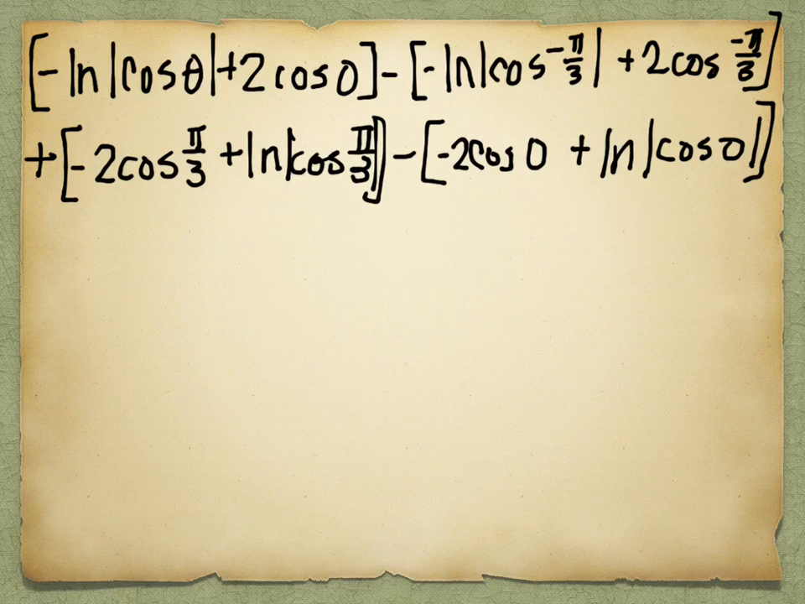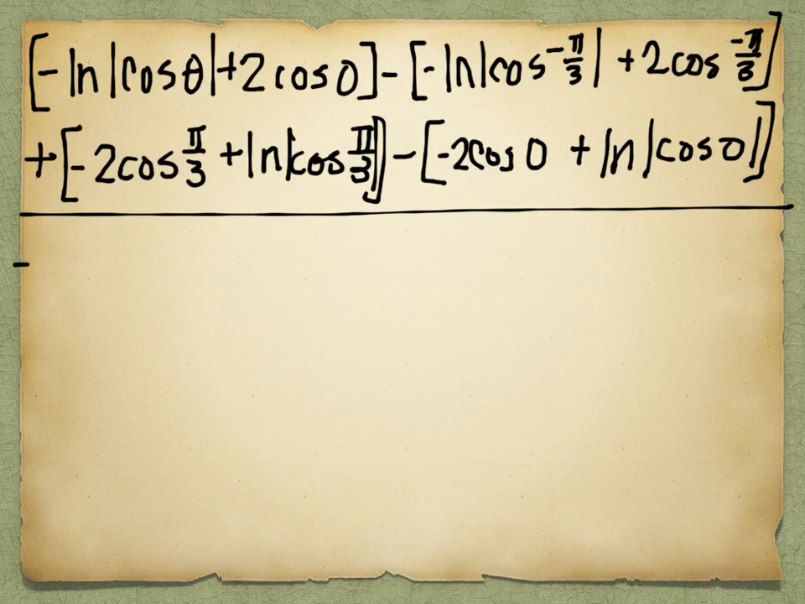So I think we need to find the cosine value of 3 different things, and then we'll be able to work with the rest of it, right? So first, what is cosine of 0? It is not 0. It's 1. So I have negative natural log of 1 plus 2 times 1 minus.